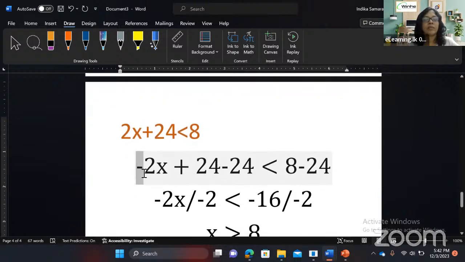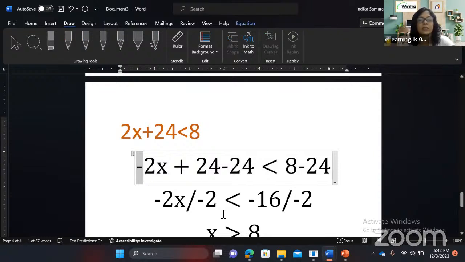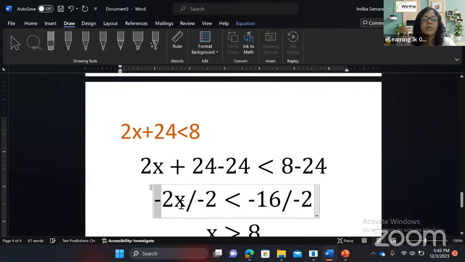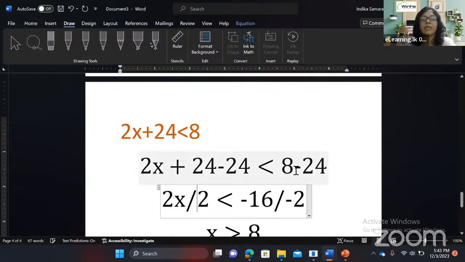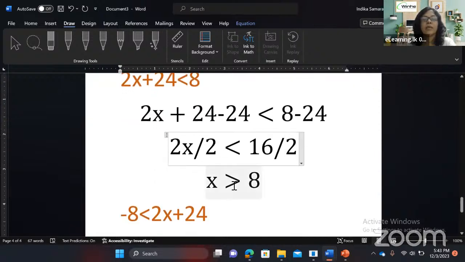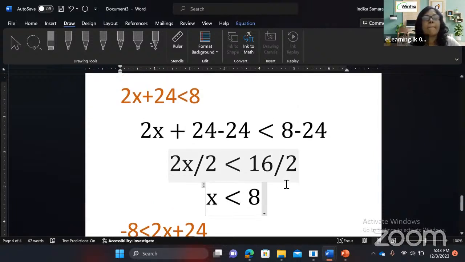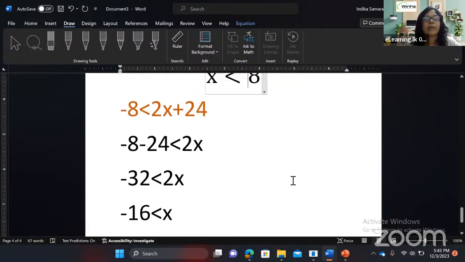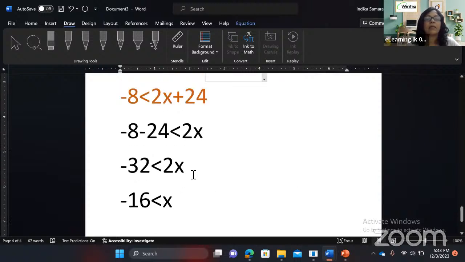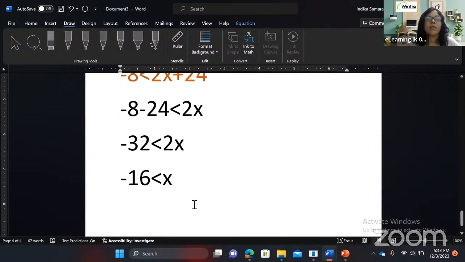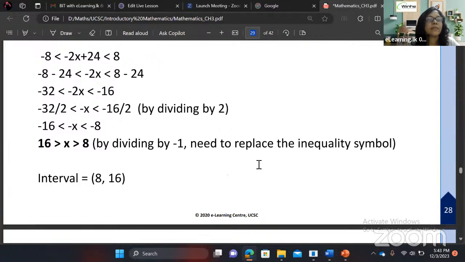Sorry, here I have written it as minus 2x, no? Sorry, it is plus, right? Therefore, you don't need to divide it by a minus value. There I have written it the other way around. Therefore, x is in between minus 16 and 8, right? That's what is shown in here.